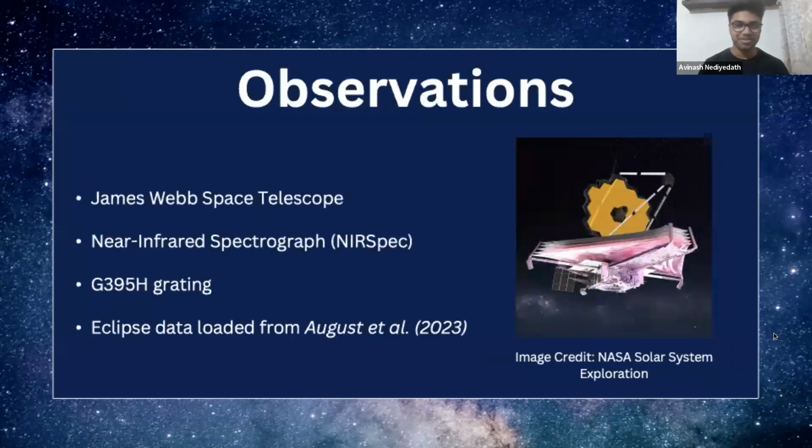So yeah, our observations are taken from the James Webb Space Telescope. Surprise! And we use the near-infrared spectrograph using the G395 grating. The whole eclipse data was just loaded directly from the research paper. So we did not use Eureka or any other pipeline here. Next slide.